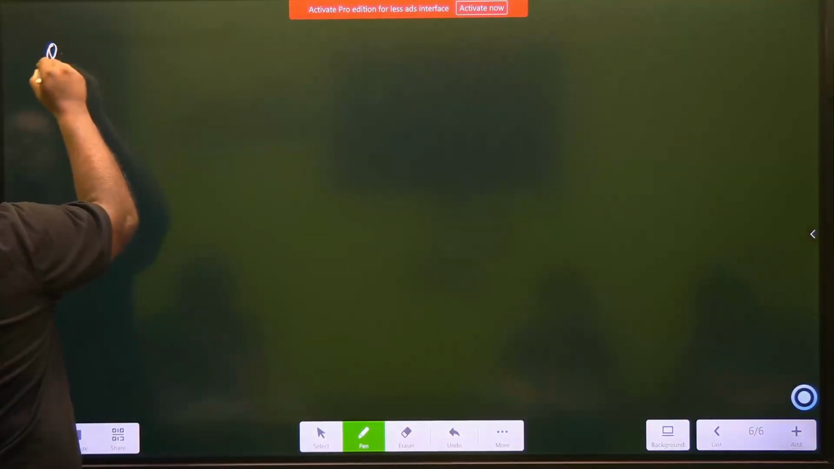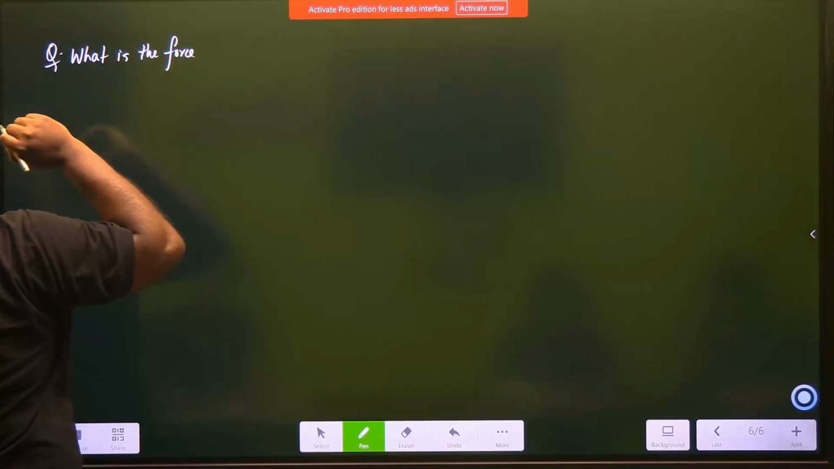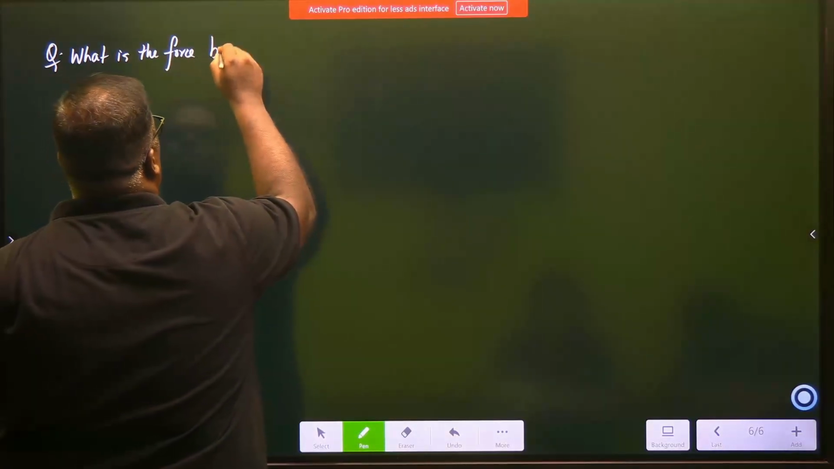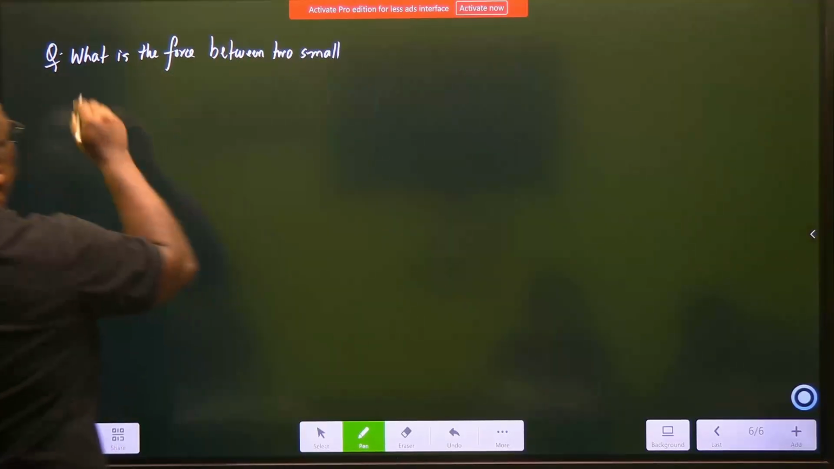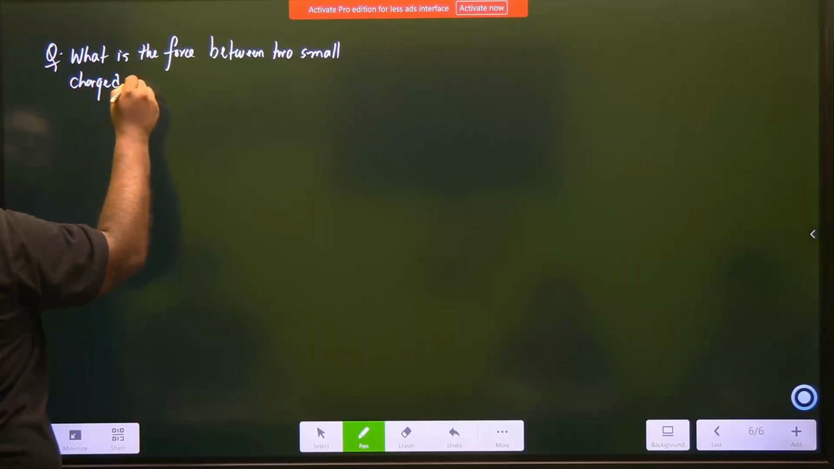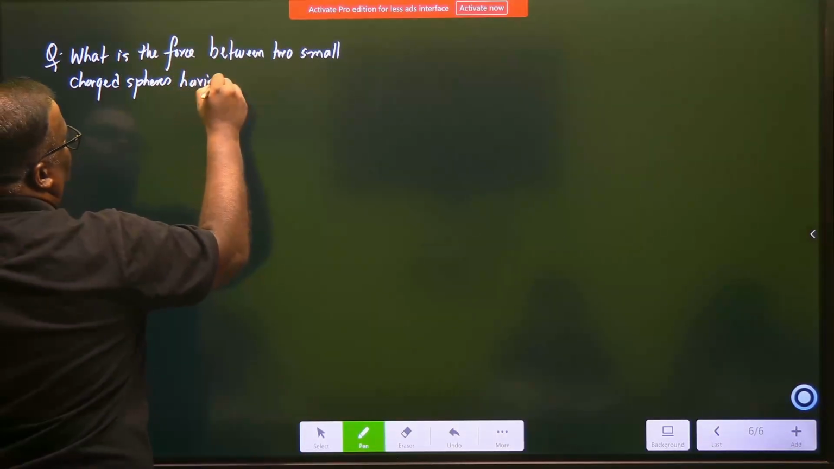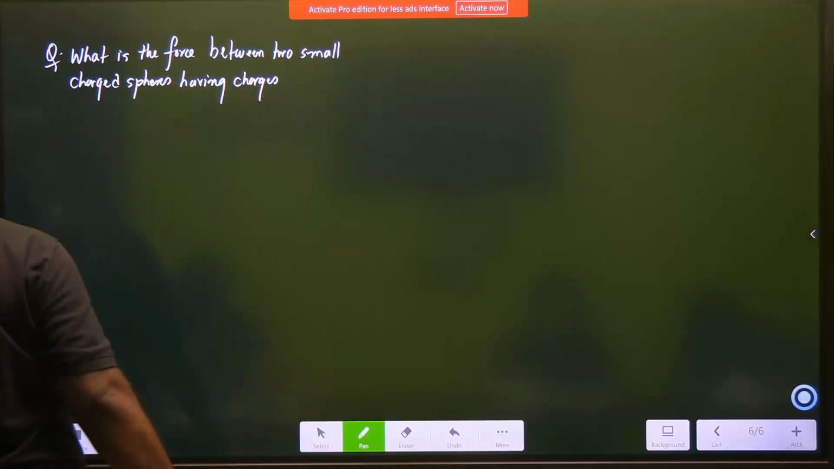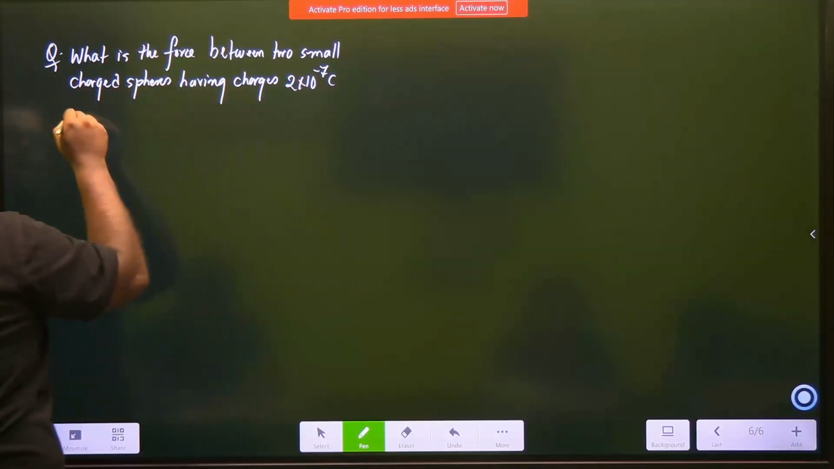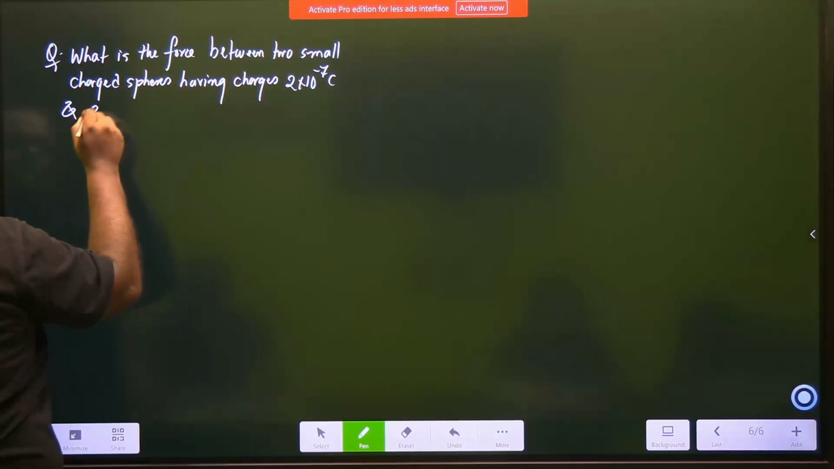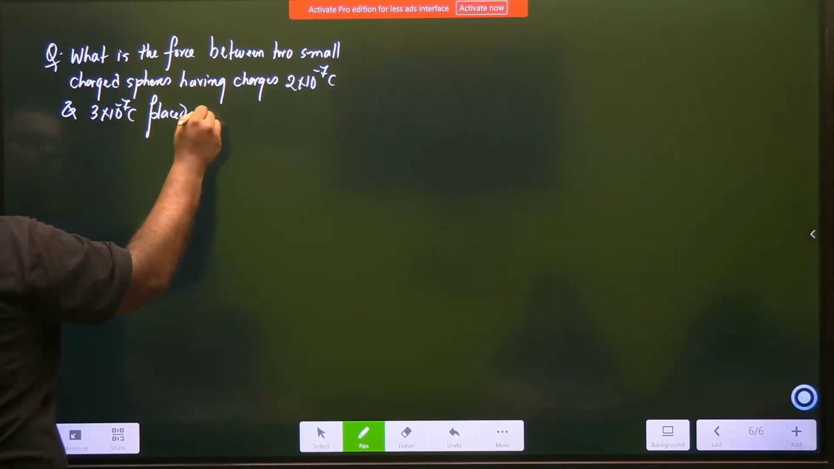What is the force between two small charged spheres having charges 2 into 10 to the power minus 7 coulomb and 3 into 10 to the power minus 7 coulomb placed 30 centimeter apart.